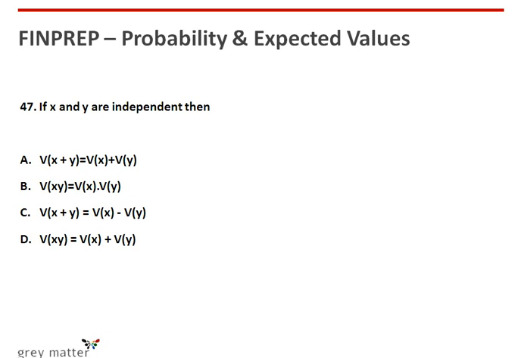47th question: if x and y are independent, then variance of x plus y will be equal to variance of x plus variance of y. So we need to have the option A chosen, because the other conditions do not work out. This is as per the concept of variance and its properties. The answer is option A, which says variance of x plus y is equal to variance of x plus variance of y.